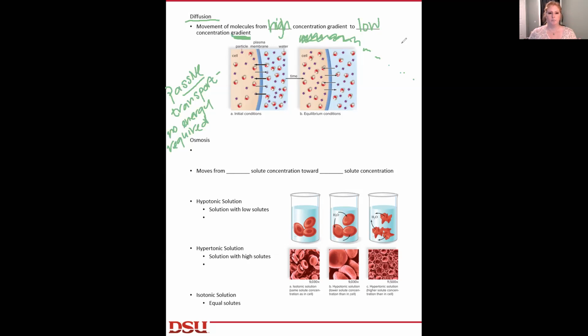And diffusion itself is going from high concentration to low concentration. Again, kind of a concept you already get because people are like this too. Another type of passive transport is a process called osmosis. And osmosis is diffusion, right? In the sense that we've got high concentration to low. But what it's talking about specifically is the movement of water molecules.